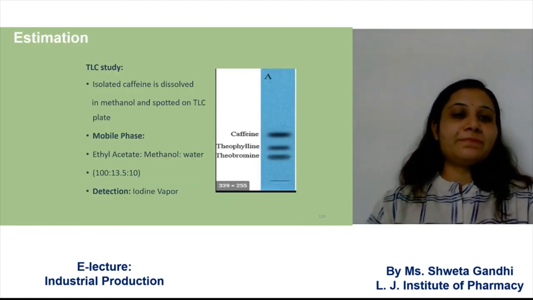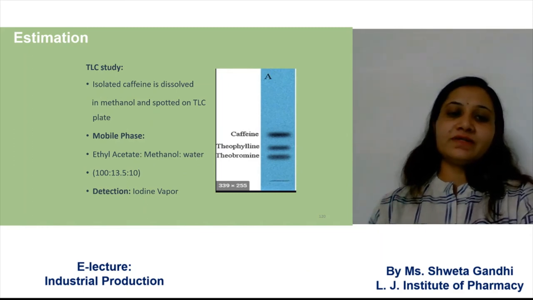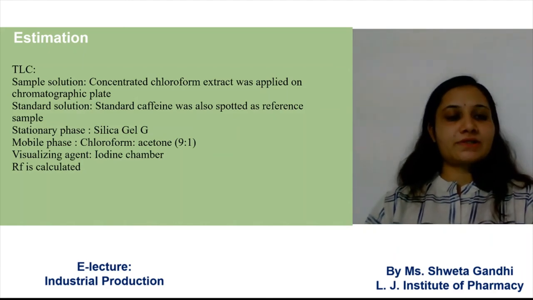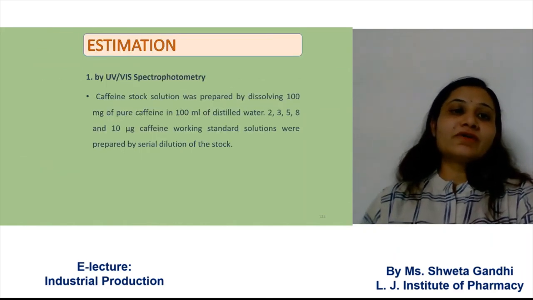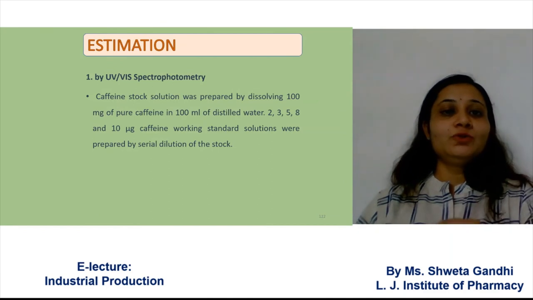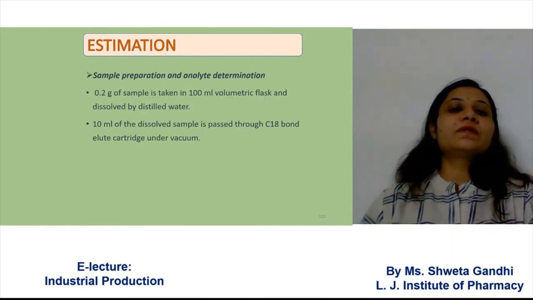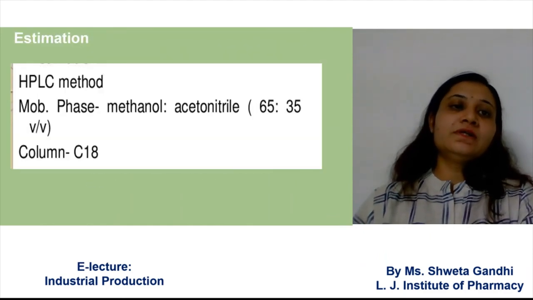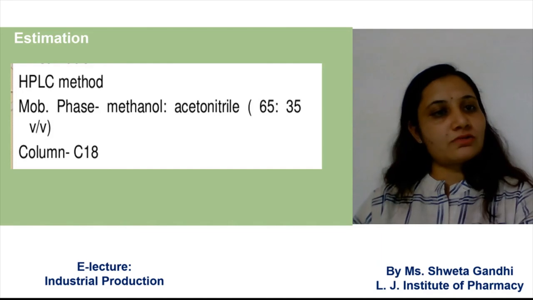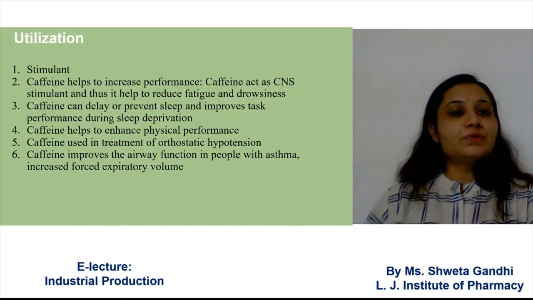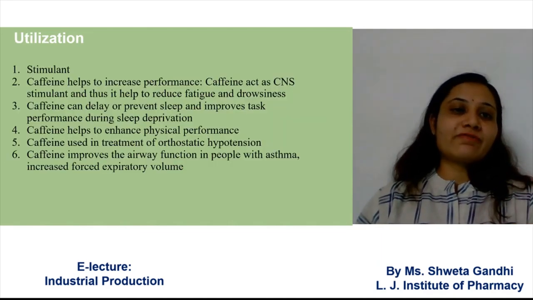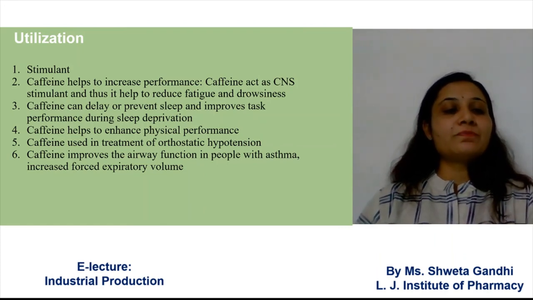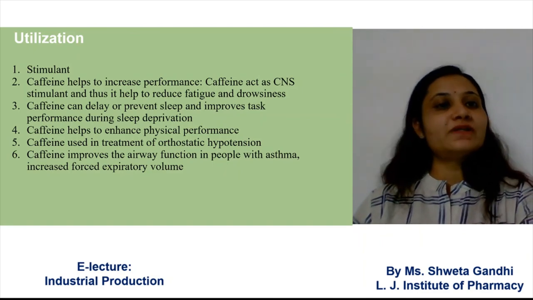Now, the estimation can be done by the TLC method with a mobile phase, and detection with iodine vapor. After TLC, the estimation can also be done by UV-visible spectrophotometer. Then sample preparation and analyte preparation you have to mention for every drug. These are the estimation methods. By HPLC also we can estimate caffeine. And utilization means how to use caffeine. It is used to increase performance as a CNS stimulant. It also improves airway function in the treatment of asthma.